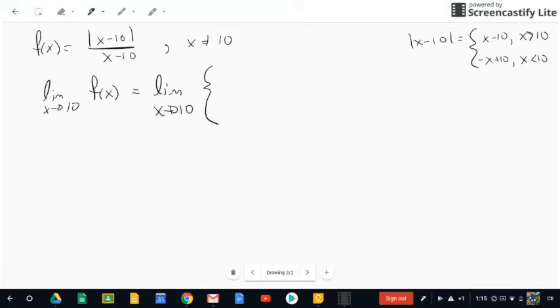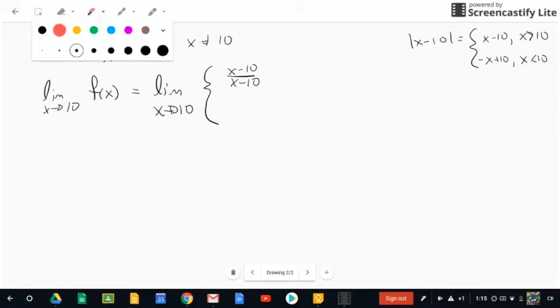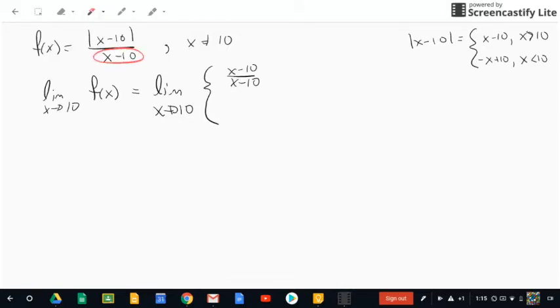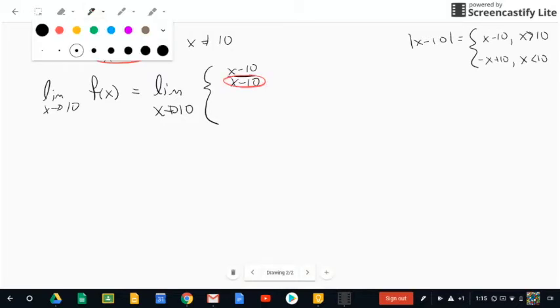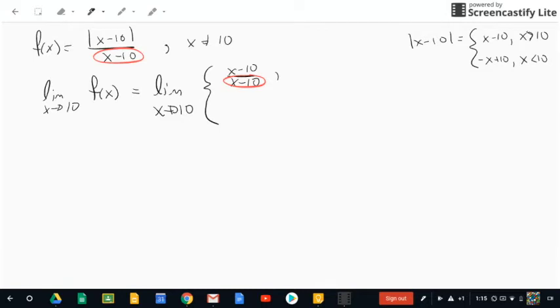So over here, this is going to be x minus 10 over x minus 10, because that absolute value is over this piece right here. That's going to be true so long as x is greater than 10. And then we know it's going to be negative x plus 10 over x minus 10 so long as x is less than 10. Now we can simplify this a little bit.